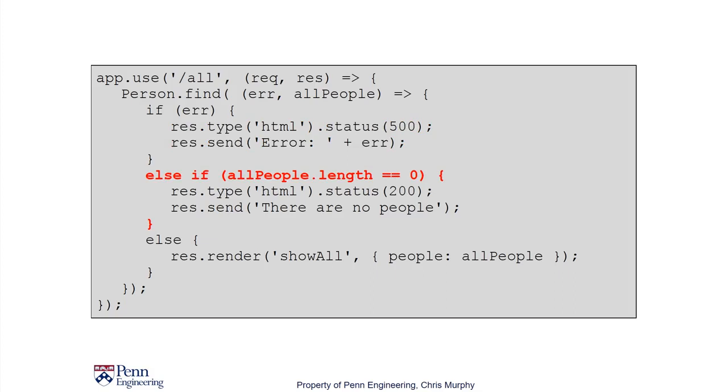On the other hand, if allpeople.length equals 0, that means there are no person objects in our database. I'm not sure whether that's a server error or not, but in this case, let's say it's not. We'll send back a 200 OK as the status, but with the message that there are no people. Otherwise, if everything is fine, then we'll render showall.ejs, passing it this object as the argument, where allpeople is the array of all the people in our database, and we'll call it people.